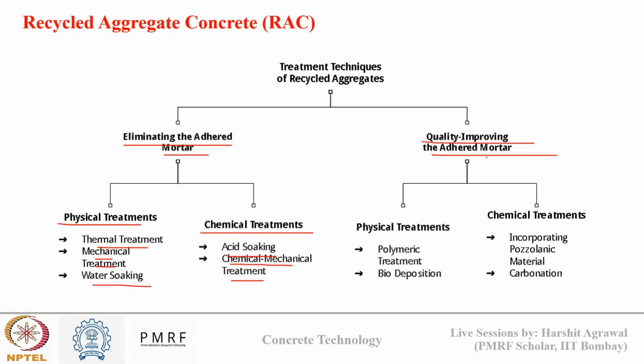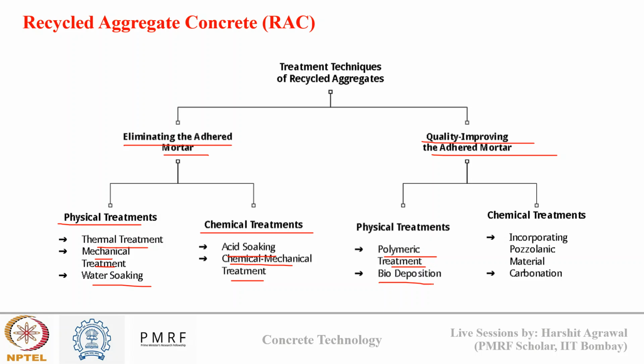Then for improving the quality of adhered mortar, we use polymeric treatment. The same thing that we saw in polymer concrete, in adhered mortar also we dip those aggregates in polymer. The polymer will penetrate through the pores present in the adhered mortar and densify the pores. That will reduce the water absorption and increase the specific gravity of the aggregates.